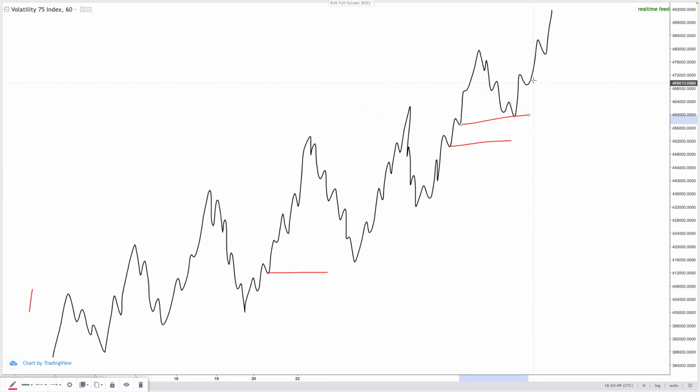Also, right here, we have this new invalidation. That means this is our major structure retest. That's our major structure retest. Do you have any questions still there?